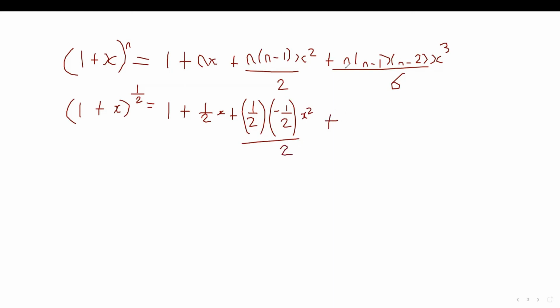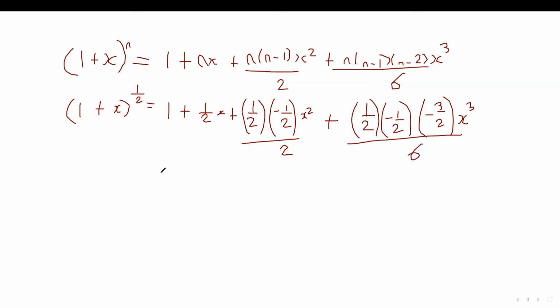Plus, n right here again is a half. So we have a half being multiplied by n minus 1, half minus 1 is minus half again, multiplied by n minus 2, that is now minus 3 over 2. This is now x cubed, divided by 3 factorial, which is 6.